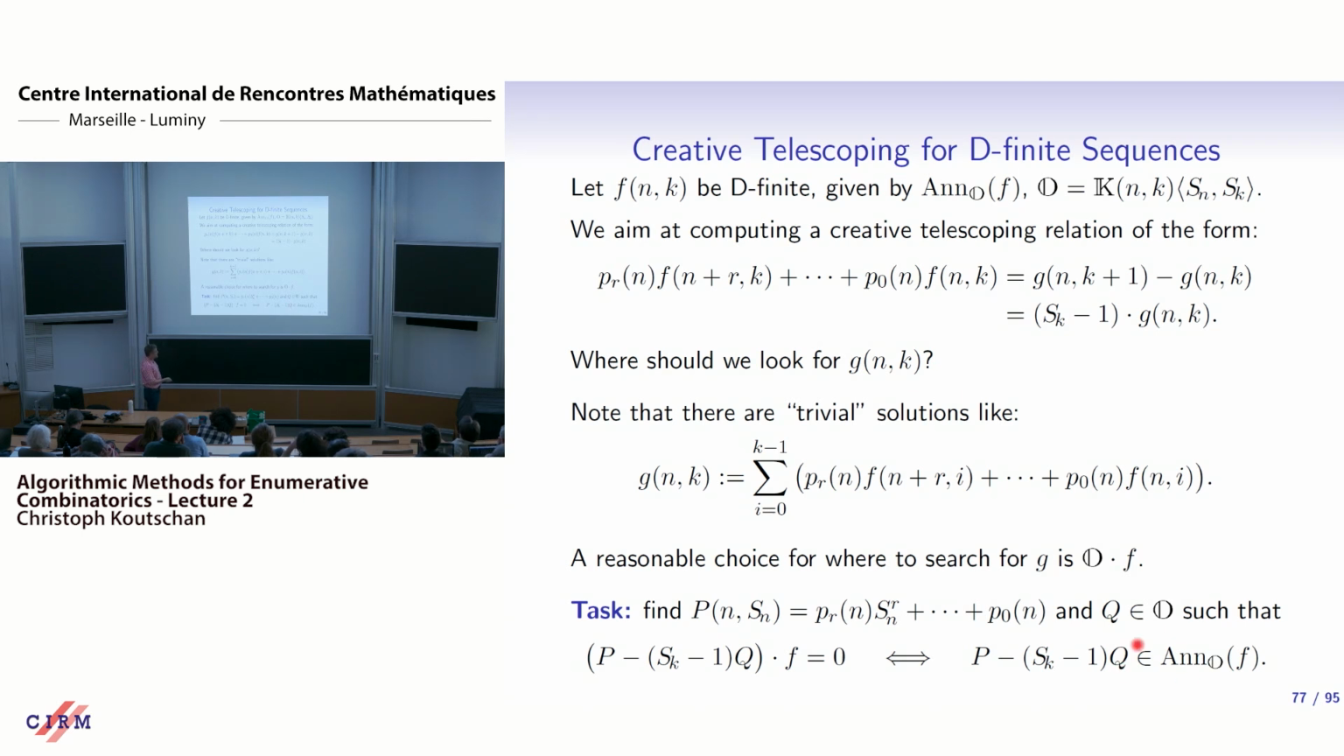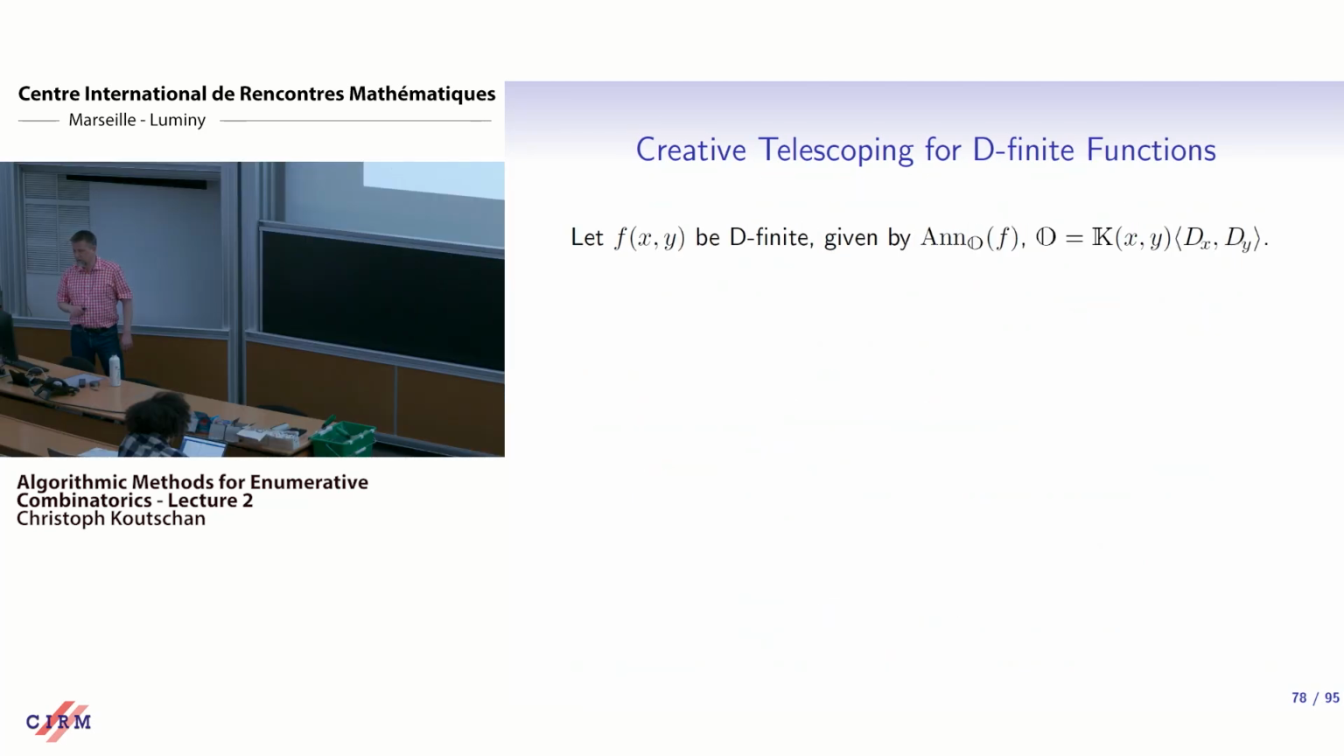And here now we use the theory of Gröbner bases to compute such things. Because we make this ansatz and we apply the condition of Gröbner bases that this operator with undetermined coefficients is in the annihilator, and this gives us linear conditions on the unknowns, at least on the unknowns in P, and other conditions on the coefficients of Q that we can solve for.